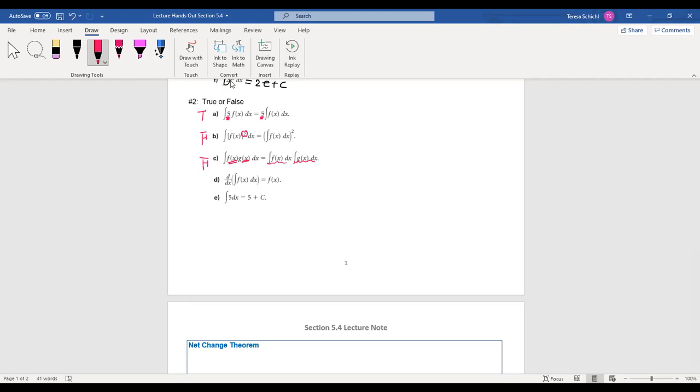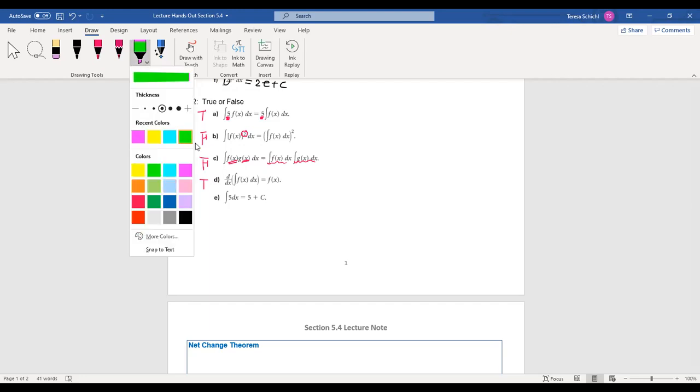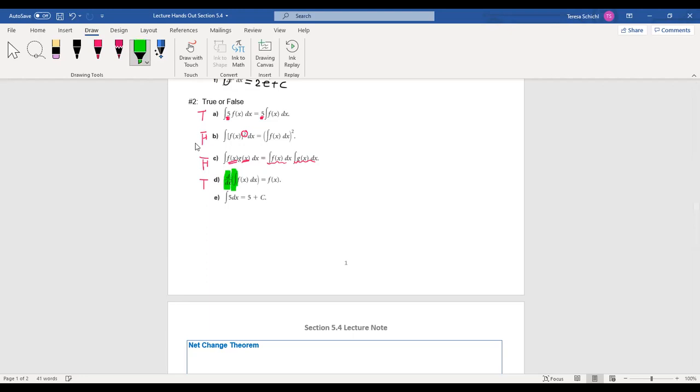All right, so now this one here. The d/dx of the integral of f of x dx is equal to f of x. Is this true or false? We say this is true. The reason why this is true, by the fundamental theorem of calculus, we know the integration and the derivative are kind of like inverse functions, they cancel each other out, right?